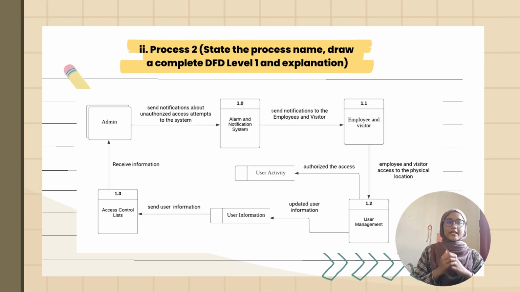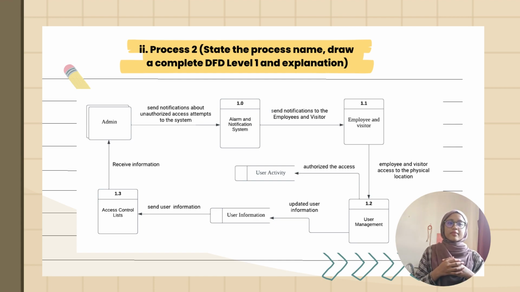In this data flow diagram level 1, the alarm and notification system process detects any unauthorized attempts to access restricted areas. The alarm and notification system process will send a notification to the employee and visitor when an unauthorized access attempt is detected, by email and real-time smartphone notification. Then the employee and visitor request access to the physical location through the user management process.